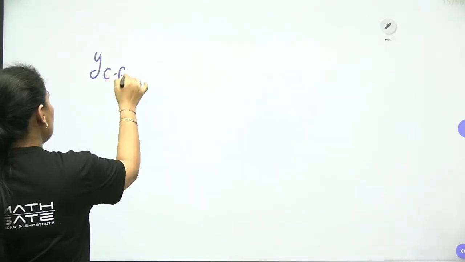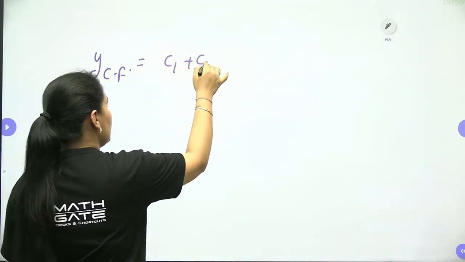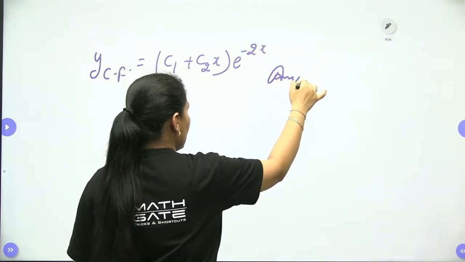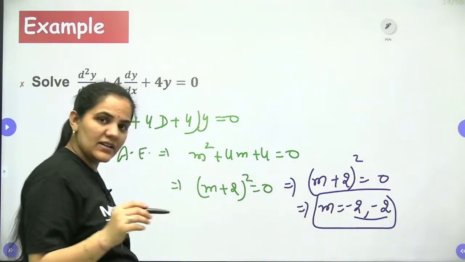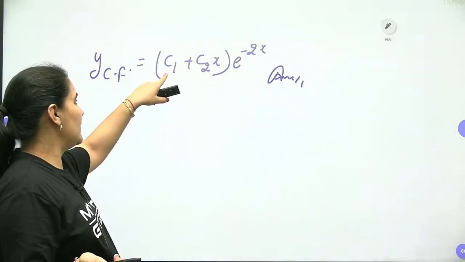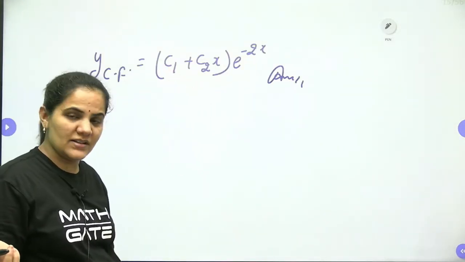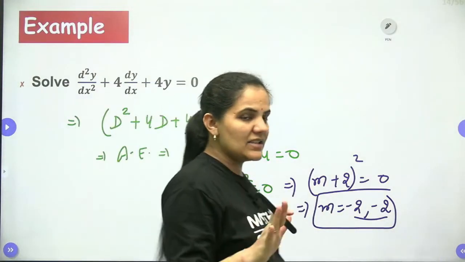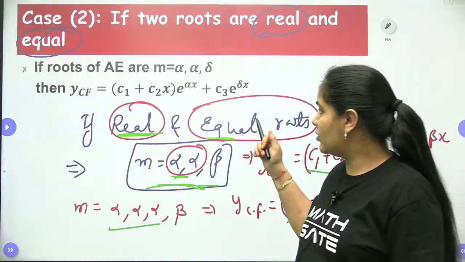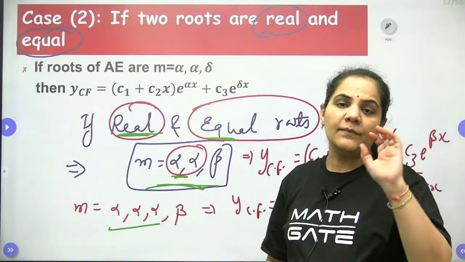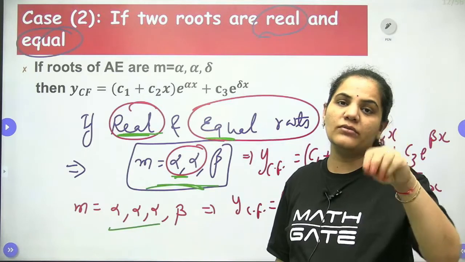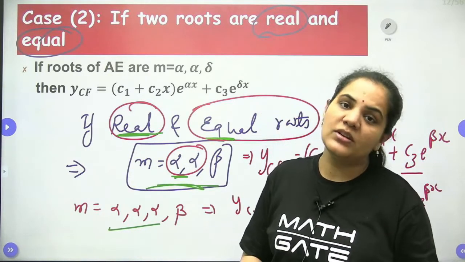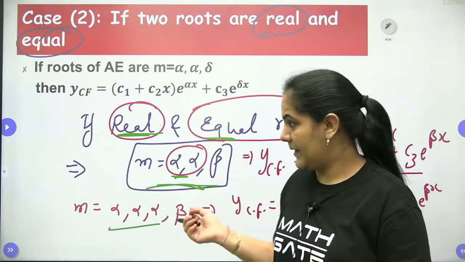So the YCF will be (C1 + C2x) e^(-2x). Here we have only one repeated root, that is -2 and -2 only. So that's why the result will be (C1 + C2x) e^(-2x). Done. It's a very simple thing to approach, exactly as simple as you are seeing. You have to focus only on the case: whether the given question has real and different roots, or real and equal roots. We can proceed accordingly. Done, guys?